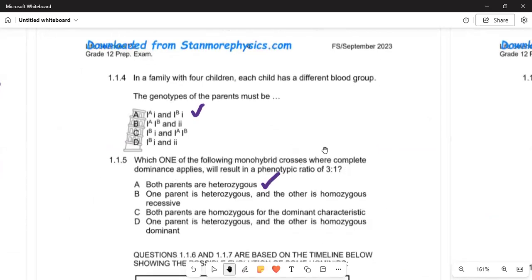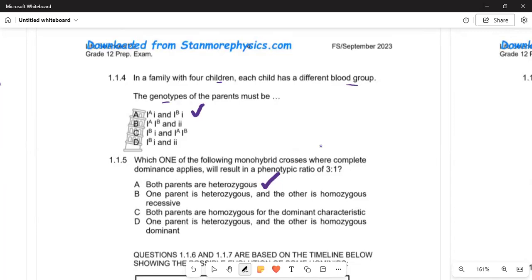Now we have one of the questions, 1.1.4, whereby we are saying in a family of 4 children, each child has a different blood group, and they derive from the same parents. And then we are talking about the genotypes. What is the genotype? It is the genes that they inherit from the parents, which give them the physical appearance, which is called the phenotype.